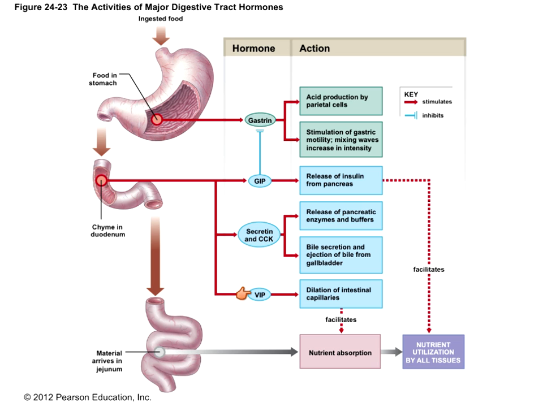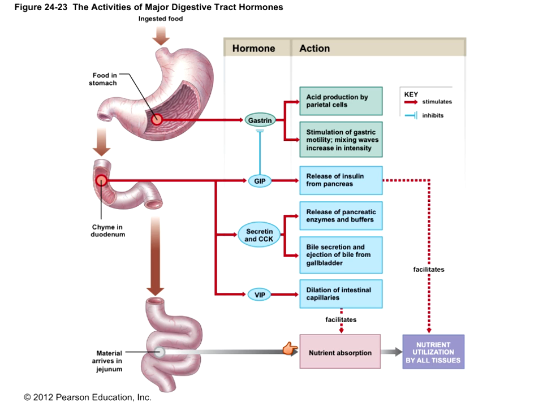The release of insulin from the pancreas is going to facilitate nutrient utilization by all of those tissues and nutrient absorption. And then as the material arrives into the duodenum, or the middle portion of the small intestine, then we have this absorption of those nutrients. So we're absorbing them into the bloodstream. We're fully absorbing them into the bloodstream so they can go to the cells and do what they need to do to nourish those cells.